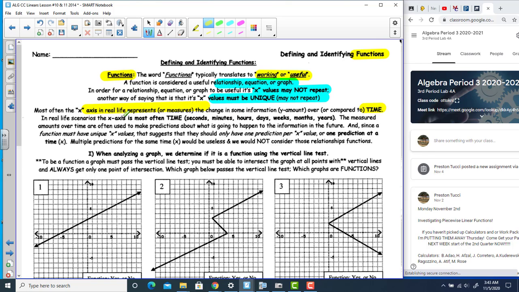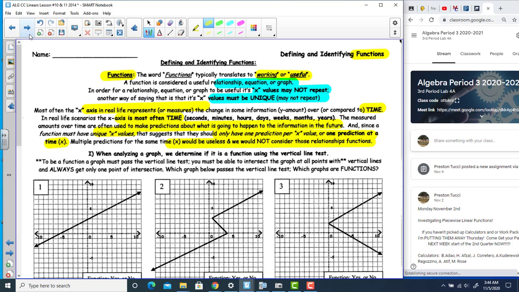Most often, the x values in real life represent or measure time. In real life scenarios, the x-axis is most often time in terms of seconds, minutes, hours, days, weeks, months, etc. The measured amounts over time are often used to make predictions about what is going to happen in the future. So the y variable is the measured amount. It's our predicted measured amount of whatever it is we're investigating. And since a function must have a unique x value, what this suggests is this. We only want one prediction at a time. That's why we want our x values to be unique. It will allow us to have one prediction at a time. Multiple predictions at the same time would be useless and would not be considered a functional relationship.